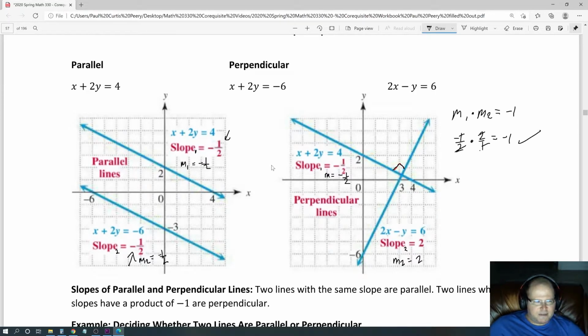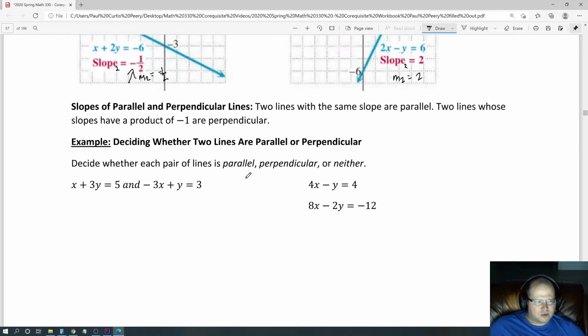You basically just have to memorize the test. For parallel, their slopes are equivalent. For perpendicular, the product of their slopes is equal to negative 1, or to put it another way, they are negative reciprocals of one another. You could flip those two numbers, but not just flip them, you also flip the sign. One was positive, one was negative, so negative reciprocal. Okay, let's try a couple more.